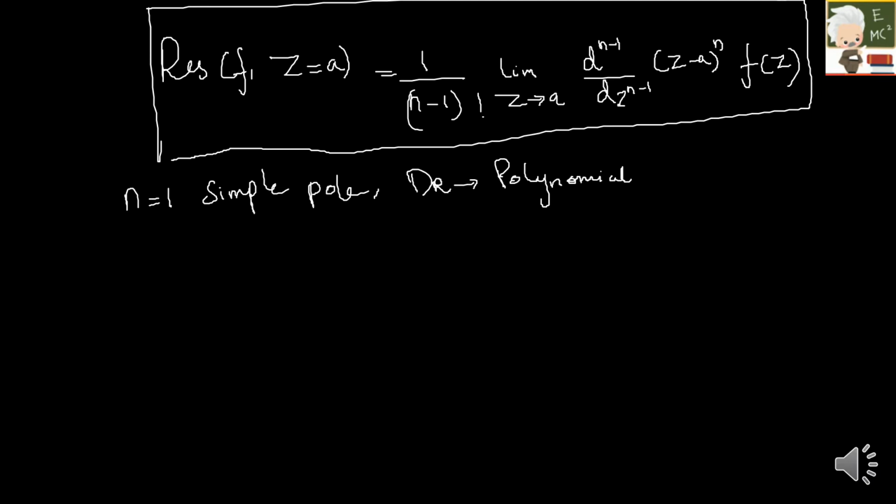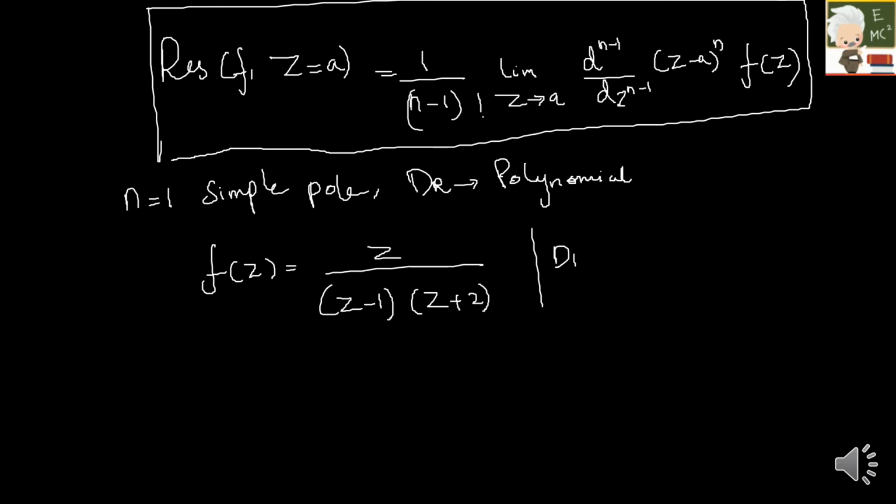So for example, if my function is f of z equal to z by (z minus 1) into (z plus 2). Here your denominator has factors, right? So first find the points at which your denominator will be equal to 0. That is at z equal to 1 and z equal to minus 2.